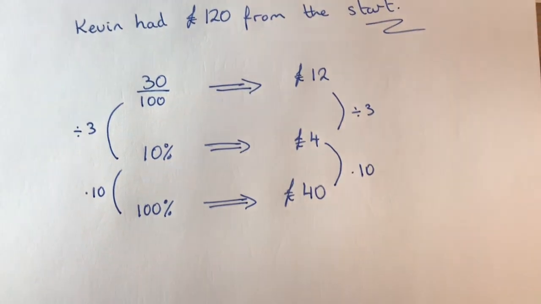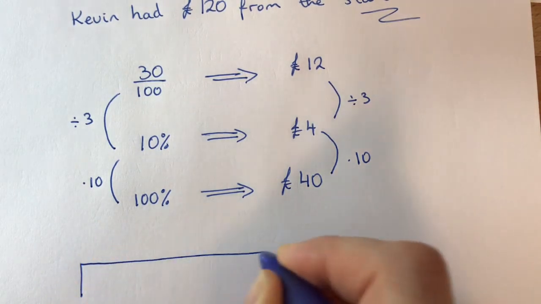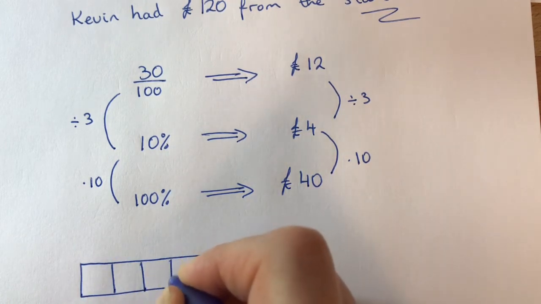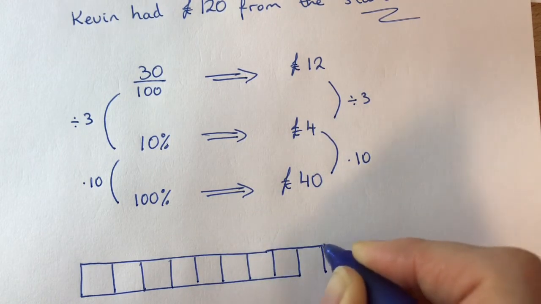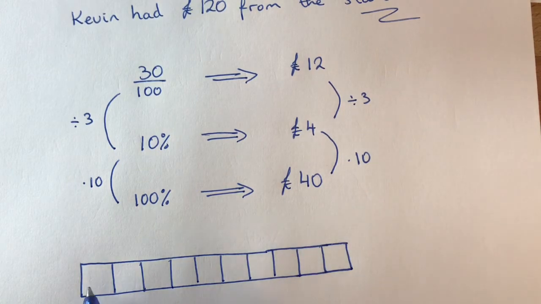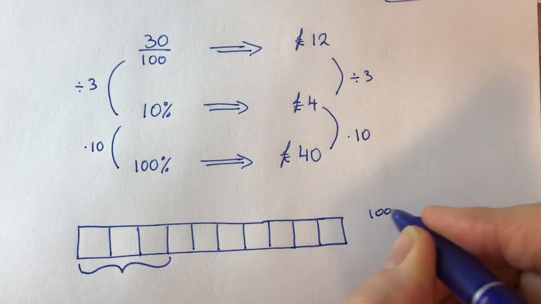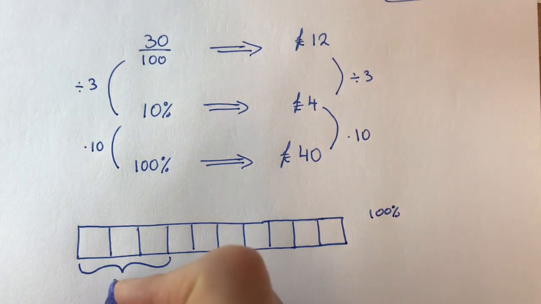A third way is actually to think of doing it as a block method. Let's see if we can actually divide this block into 10 pieces. 1, 2, 3, 4. So here we've got 10 pieces. And what do we know about these pieces? Well, we do know that 3 of those pieces, that means we've got 100% here. So this is 100%. And 30% was equivalent to £12.